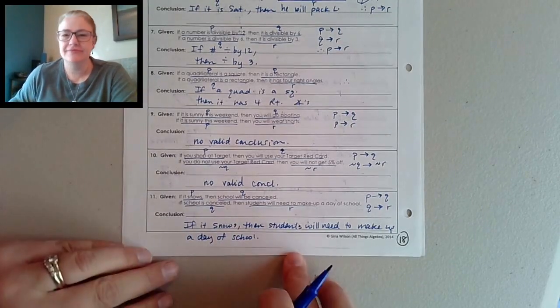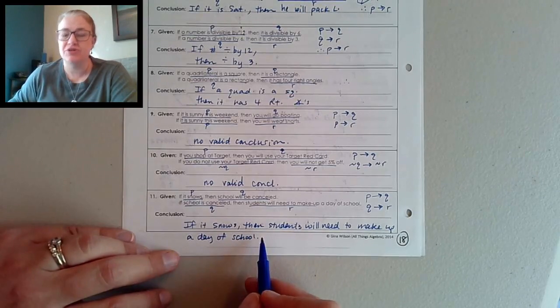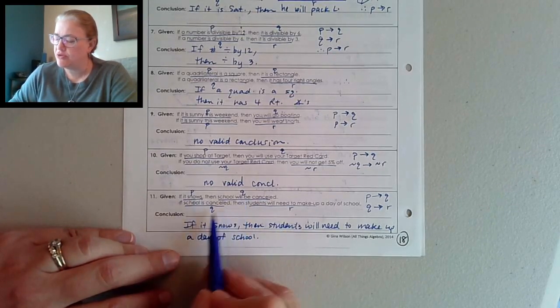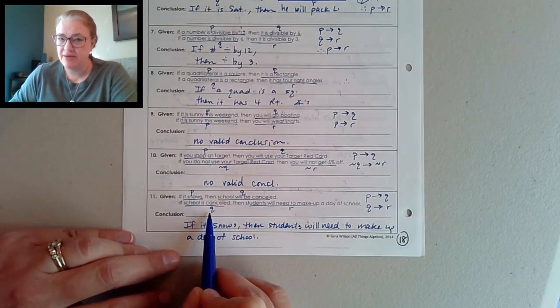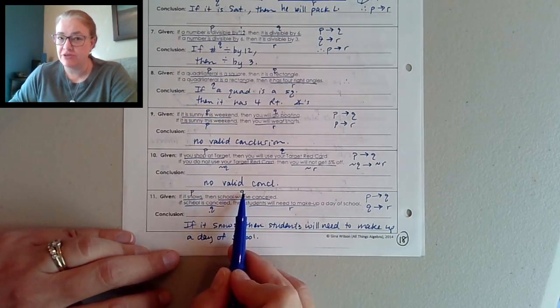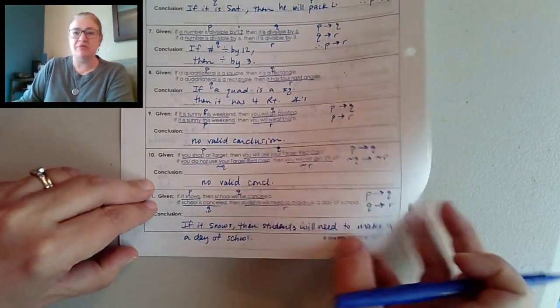All right. This is what I got. It is a valid argument. We can draw a valid conclusion based on this, because if P then Q, if Q then R, our Q is repeated in the hypothesis of the second statement after it showed up in the conclusion of the first statement. So that's a valid form of reasoning. So we can say if it snows, the students will need to make up a day of school.